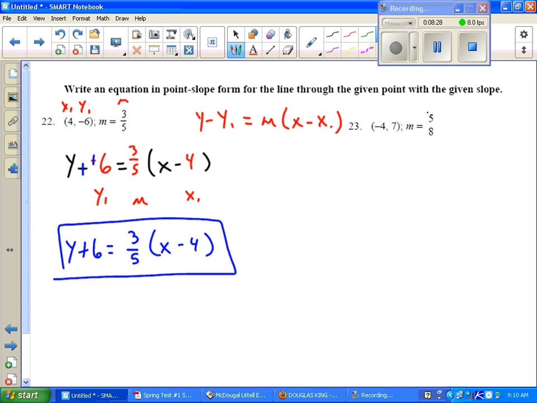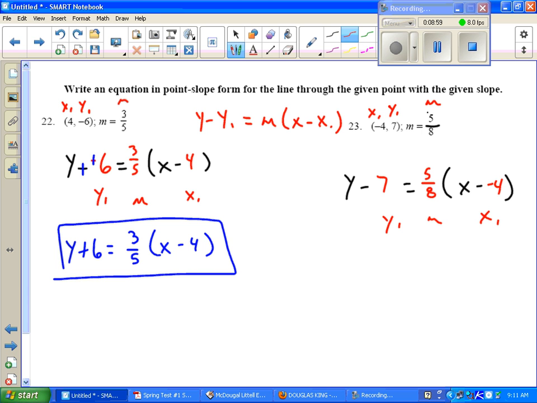Do the same thing with number 23, where you have negative 4, 7, and you have 5 over 8 as your slope. Y minus, skip a space, equals another space, x minus one more space. Y minus y sub 1 equals m times x minus x sub 1. Negative 4 is your x sub 1, 7 is your y sub 1, and m is 5 over 8. So y minus y sub 1, y minus 7 equals 5 over 8 times x minus x sub 1, or x minus a negative 4.